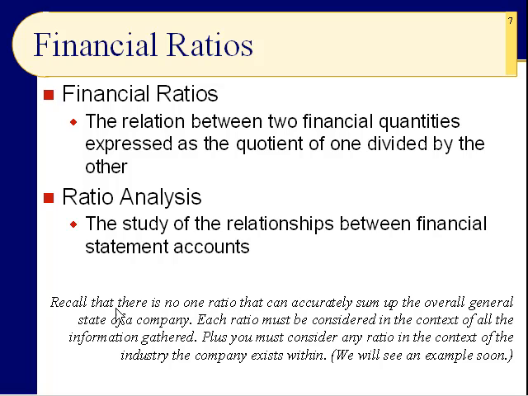If you recall, there is no one ratio that can accurately sum up the overall general state of a company. We must look at each ratio in the context of all the other information that we've gathered. Plus, you must consider any ratio in the context of the industry. You can't just look at the company. We've said this before, and we'll say it again. You have to look at their competitors.